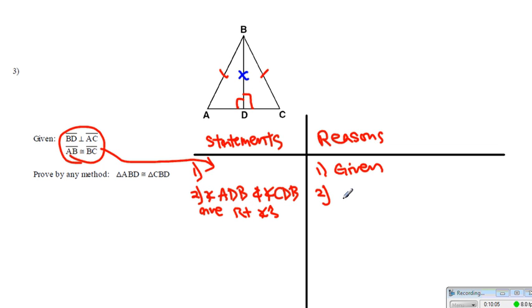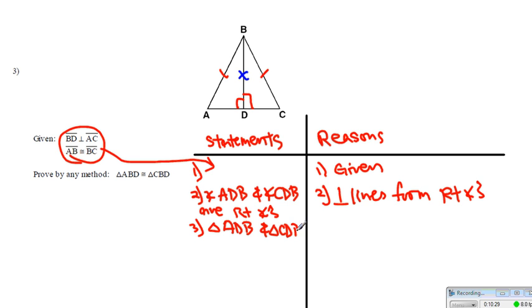Number two, because perpendicular lines form right angles. Number three, because those are right angles, we get to realize that triangle ADB and triangle CDB are right triangles. You see, we need to state that those are right triangles because we'll be using the word hypotenuse here.